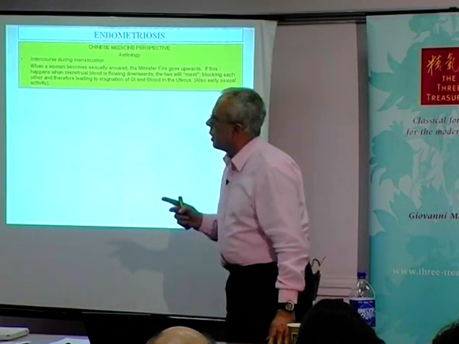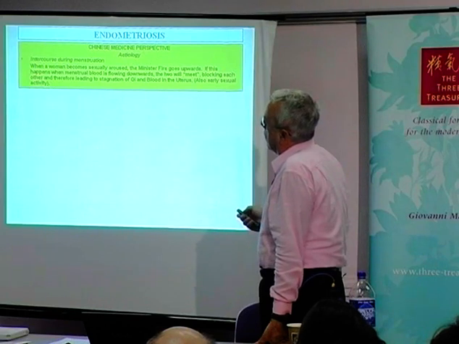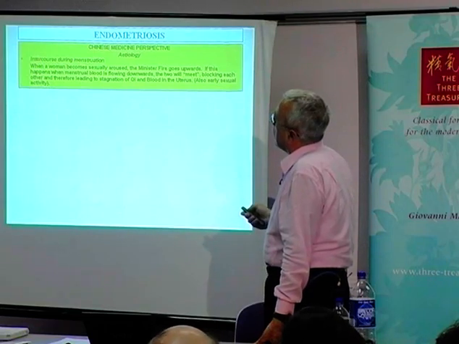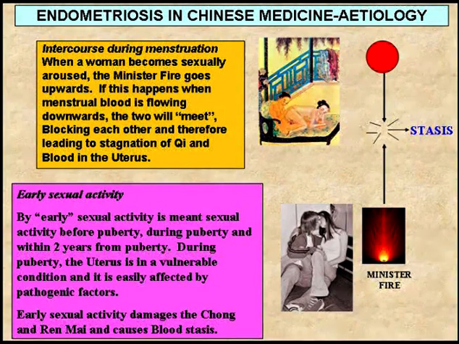However, there are two frequent common sexual causes of disease in women, and this is one of them, intercourse during menstruation. That creates blood stasis, because with sexual arousal the minister fire goes up, but in phase one, as we've seen, qi and blood are going down. So one is going down, one is going up, and there's blood stasis as a result. Another cause of possible problems is early sexual activity. And by early, I mean around puberty or even before puberty. That damages the Chong and Ren and may lead to blood stasis as well later on in life.